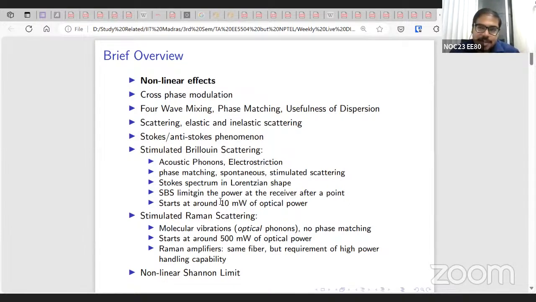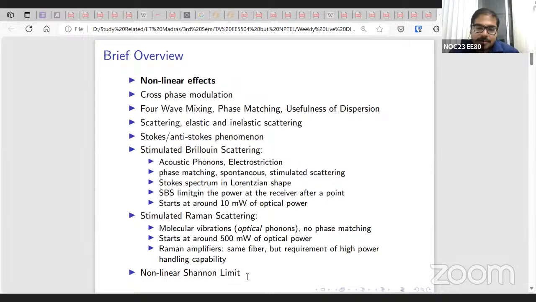Typical values you should keep in mind are that the effect will become prominent after 10 milliwatt or 10 dBm of optical power. In contrast, Raman scattering will start at higher levels of power, but it can be used in some specific applications for amplification. And then we talked about the nonlinear Shannon limit, how it is not necessary that if you keep increasing the transmit power, you will have a better capacity.